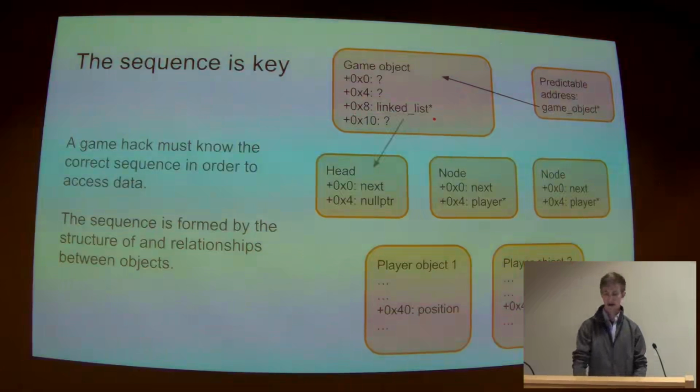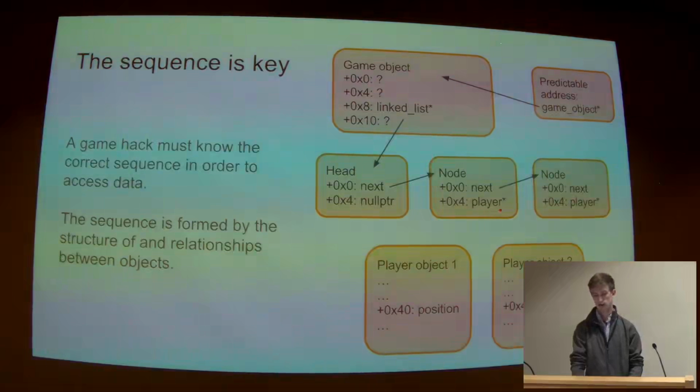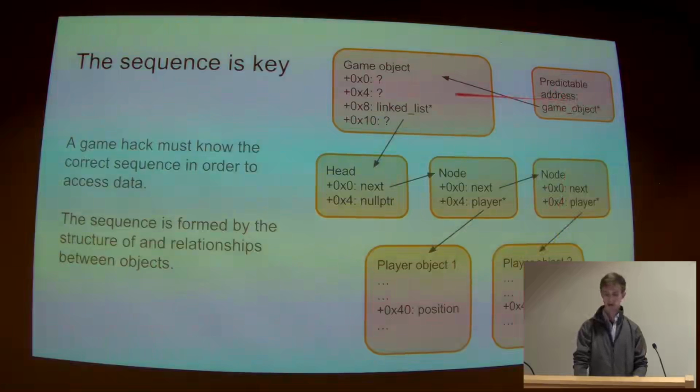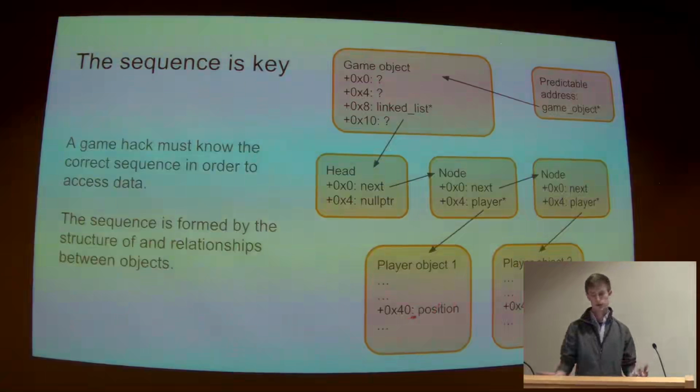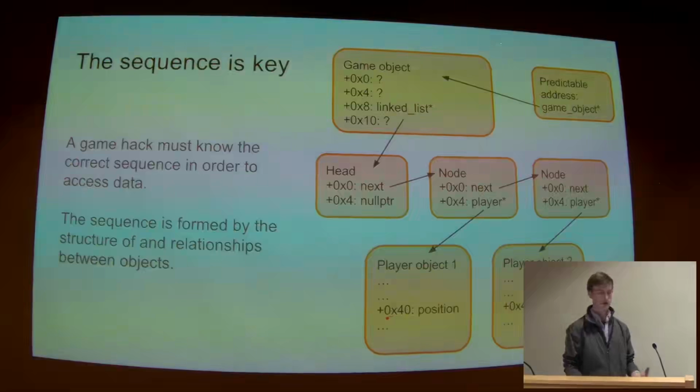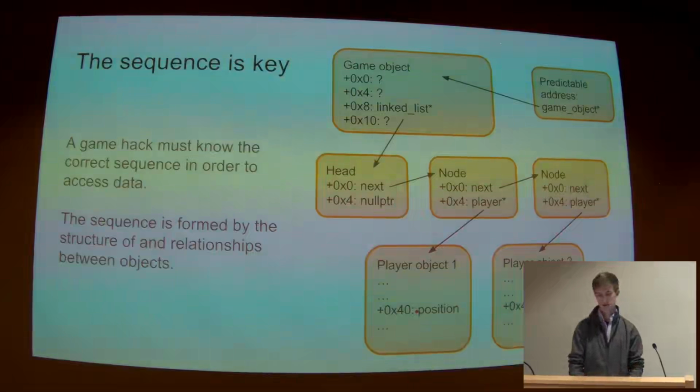From there we can traverse that linked list. You'll notice that each node points to a player object at an offset of 0x4. So now we can go from a predictable address and traverse this sequence of offsets to get to the given player objects that we're interested in. And once we get our player objects, let's say, for example, we know that the player's position is in data at 0x40. So does this make sense so far? Any questions or anything I should repeat again? Okay.